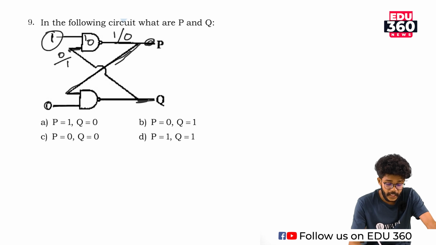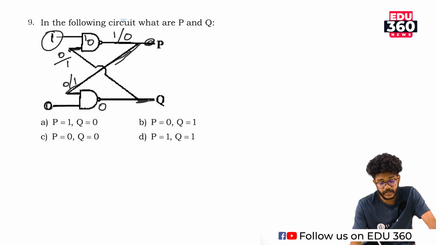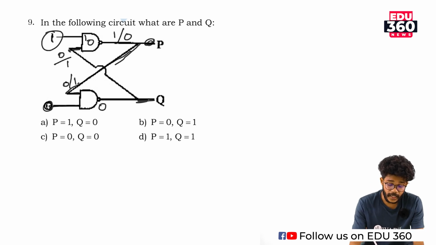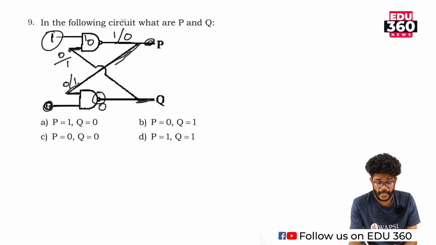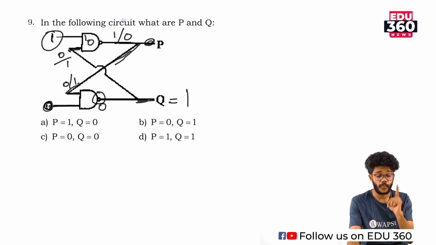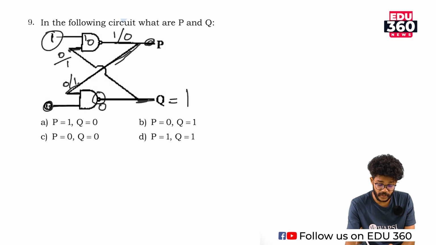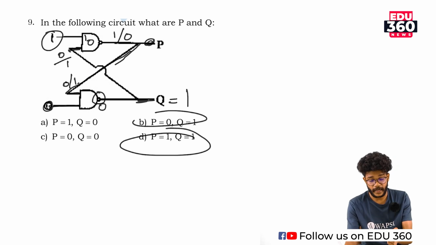And if this is 0, and this can also be 0 or 1, what's the answer? The answer from this is only 0, because the first quantity is 0. 0 AND 0, the answer is 0. 0 AND 1, the answer is 0. But a NOT gate is given, so the opposite of 0 is 1. So the answer for Q is always 1. So Q is 1. Two options are there with Q equal to 1, and we want to check the P.